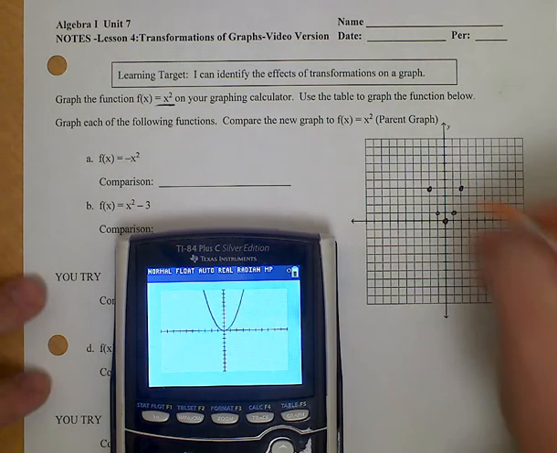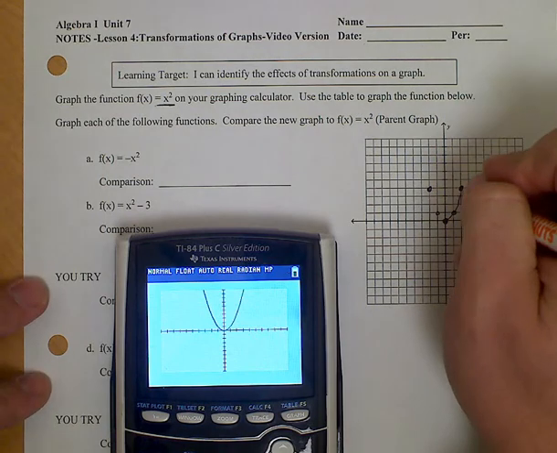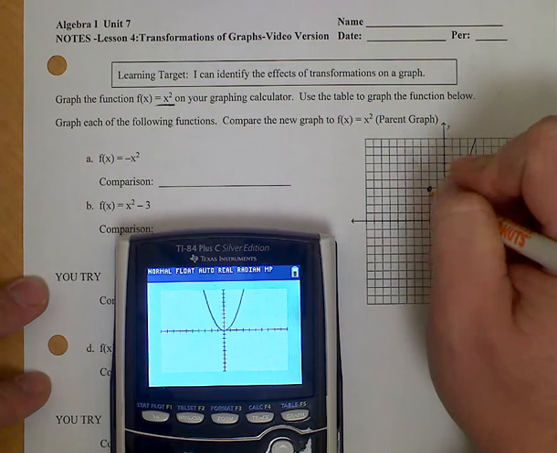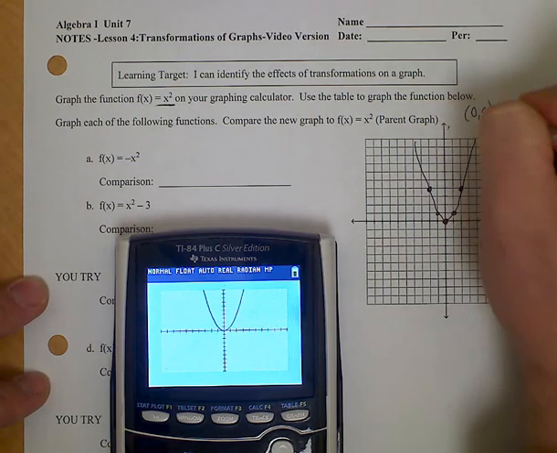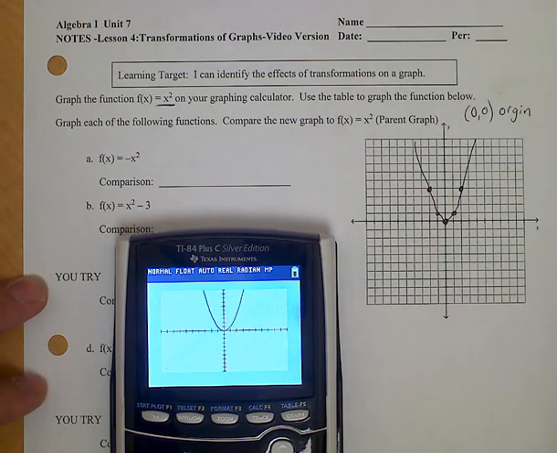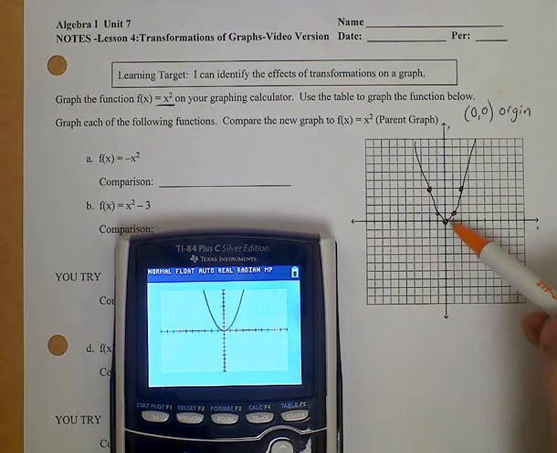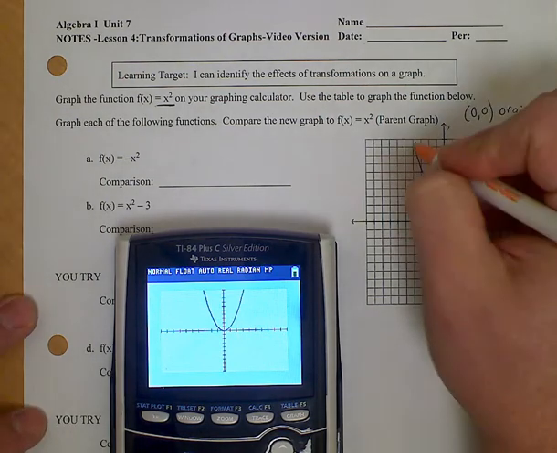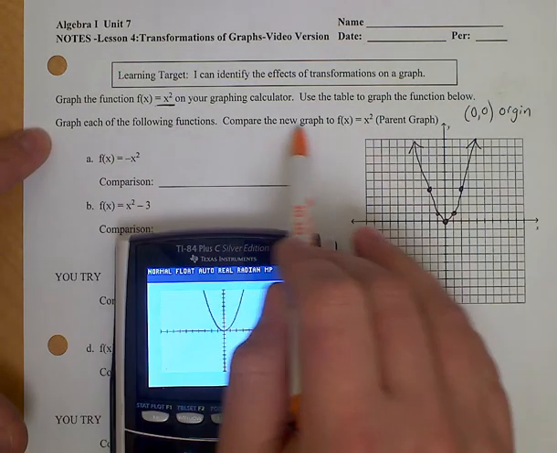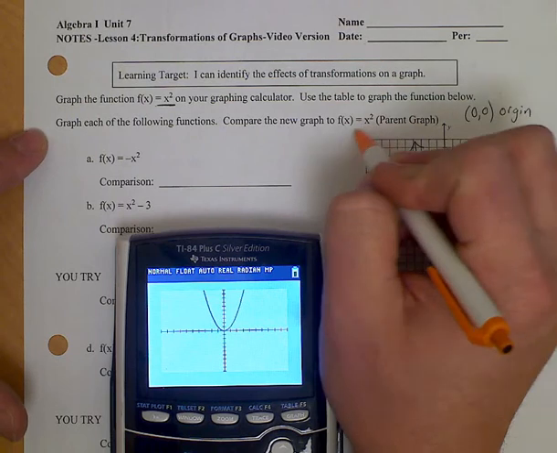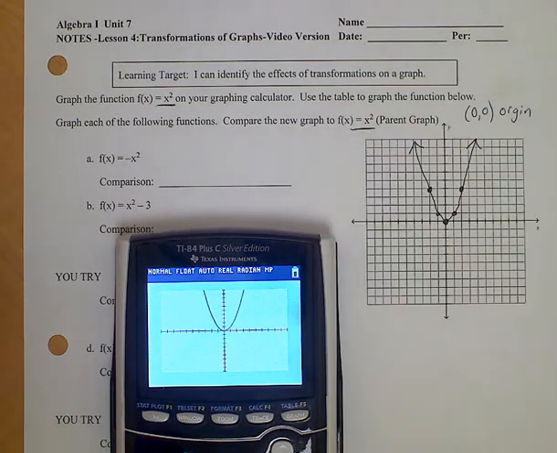So it's a parabola that starts at 0, 0, which is called the origin. That should be review, I hope. It looks just like this. So now I want to graph each of the following functions and compare the new graph to the parent function, which is just x squared. So what happens to it, basically?